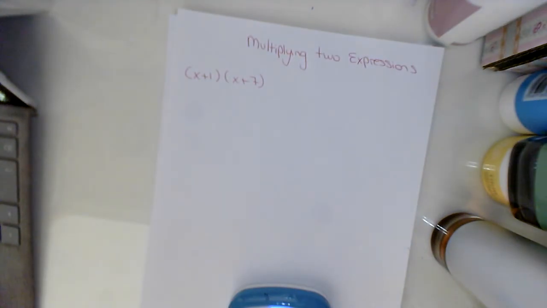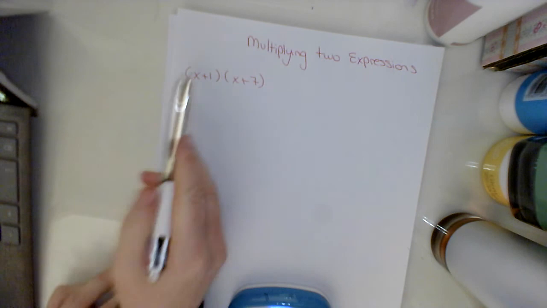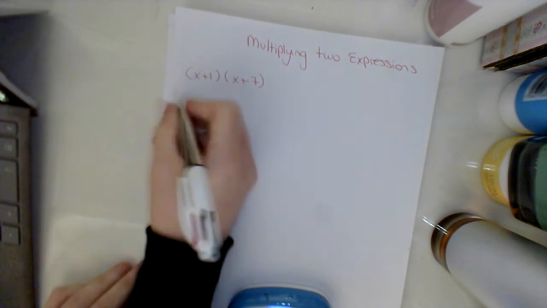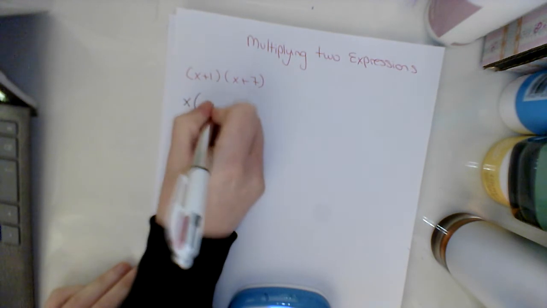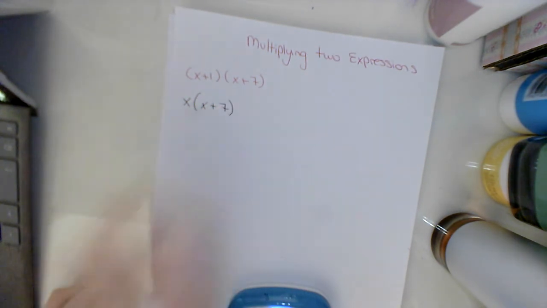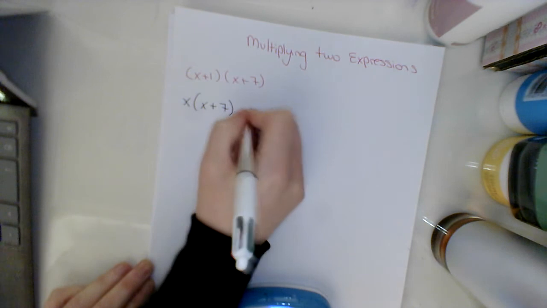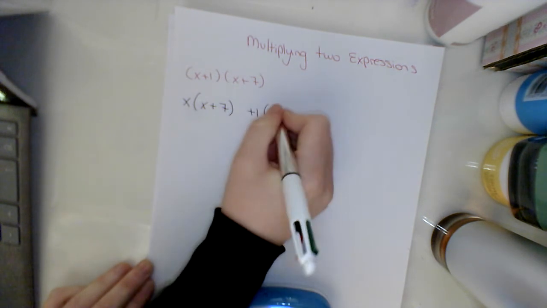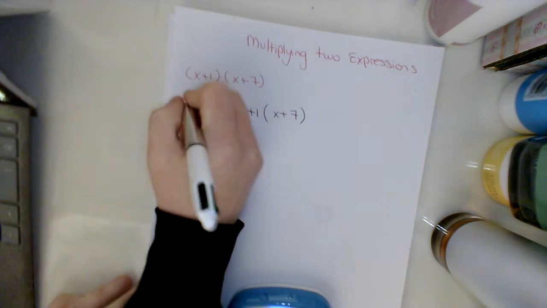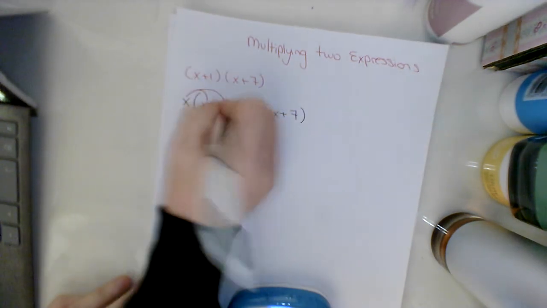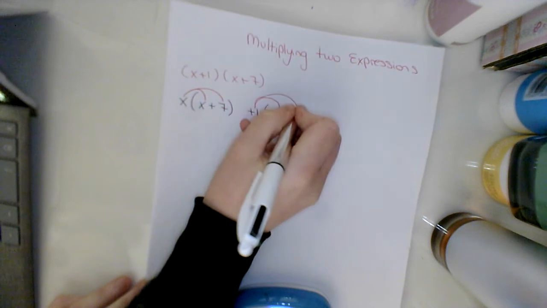Okay, so what I need to do is first of all split it. It tells me to expand the brackets and simplify. Brackets we know means to multiply. So the first thing I do is write down my first term, which is x, and I go bracket everything in the second bracket, (x + 7). Then my second term, which is plus 1, and I go bracket everything in my second bracket, (x + 7). This is where my arrows go, like the homework you were doing last night, so it's x times x, x times 7, 1 times x, 1 times 7.